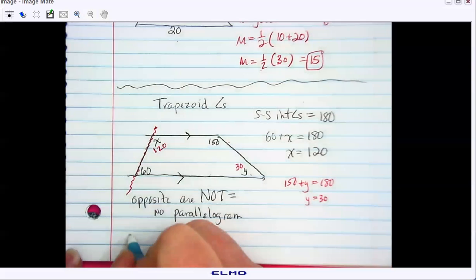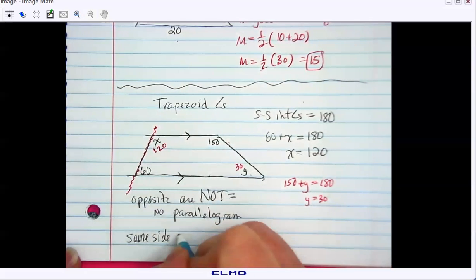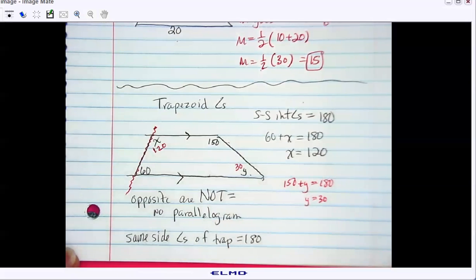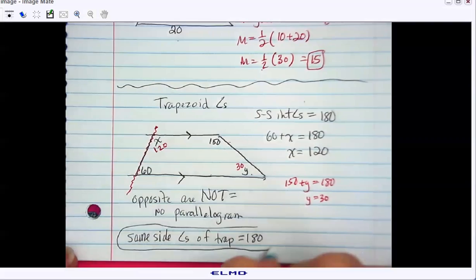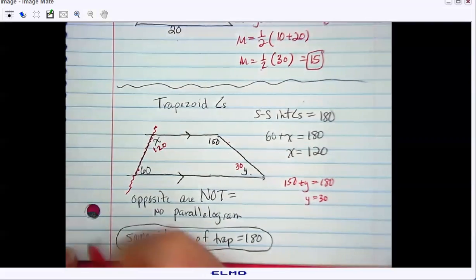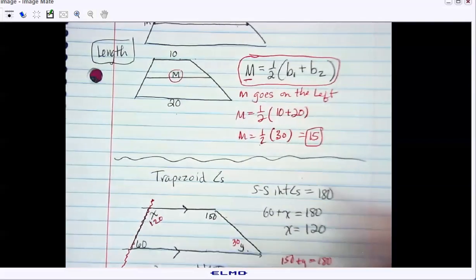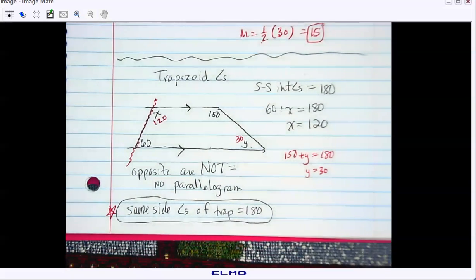So the same side angles of a trapezoid have to equal 180. So let's put a star by that. And actually back up here by the formula for M, let's put a star by that, because that'll be important too.